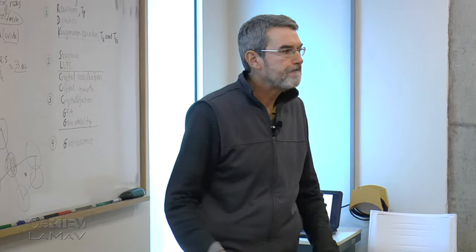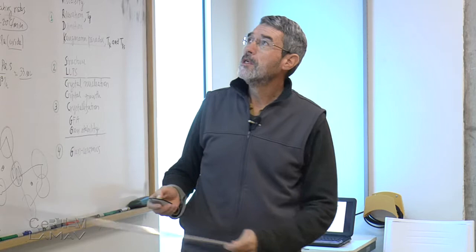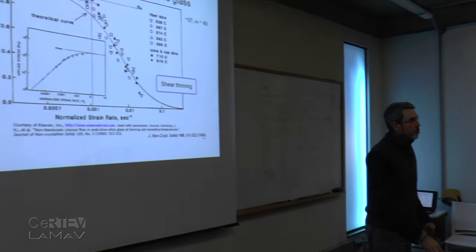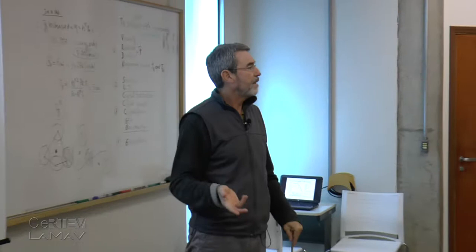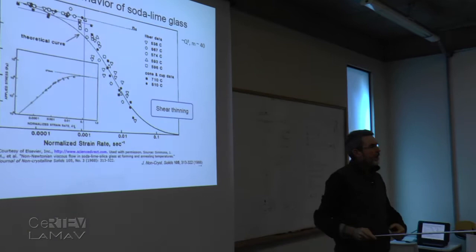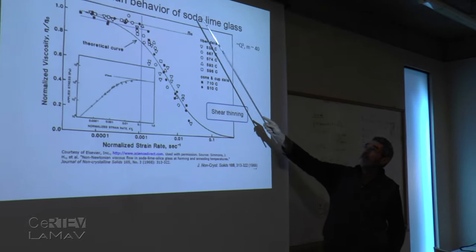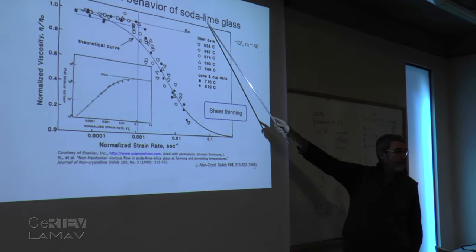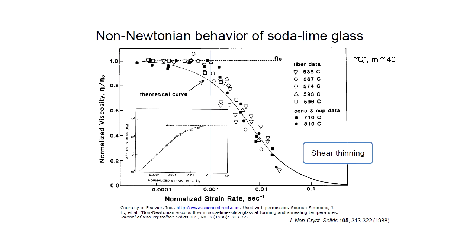But this is one example, soda-lime silica glasses. If you're not familiar with glasses, soda-lime silica glasses are window glasses. They have sodium oxide, calcium oxide, silica, and impurities. A little bit of alumina, a little bit of magnesium, a little bit of iron. Soda-lime silica glasses are typically 15% sodium oxide, 10% calcium oxide, 72-73% silica, and 3-4% of other elements such as alumina, MgO, iron and so on, and a little bit of potassium. Soda-lime silica glasses are the most frequent glasses that you find everywhere. Bottles, windows, this glass.